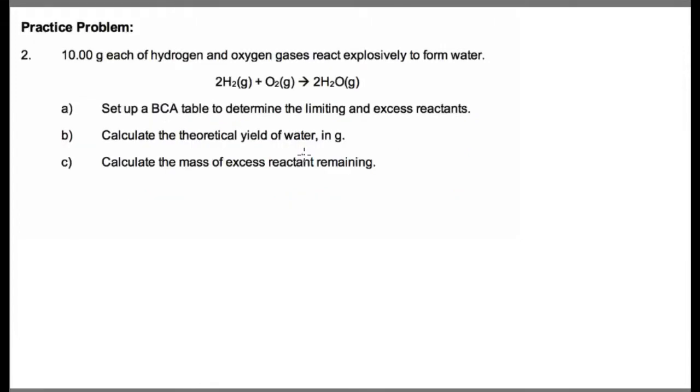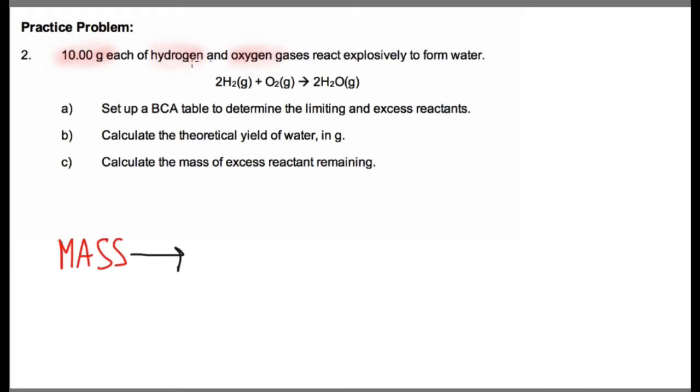Question 2. We are given the grams of hydrogen and oxygen gases, and they react explosively to form water. We've got a balanced equation. It wants us to set up a BCA table to find out the limiting and excess reactants. It wants us to calculate the theoretical yield of water in grams, so we'll be doing some converting, and the mass of excess reactant remaining. And so again, some more conversions going on.